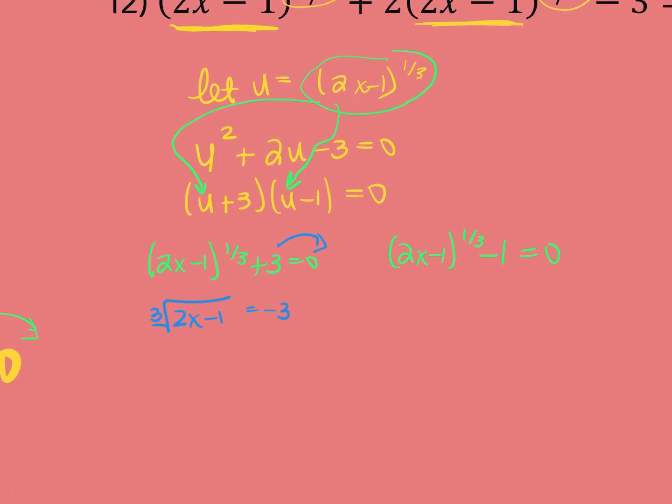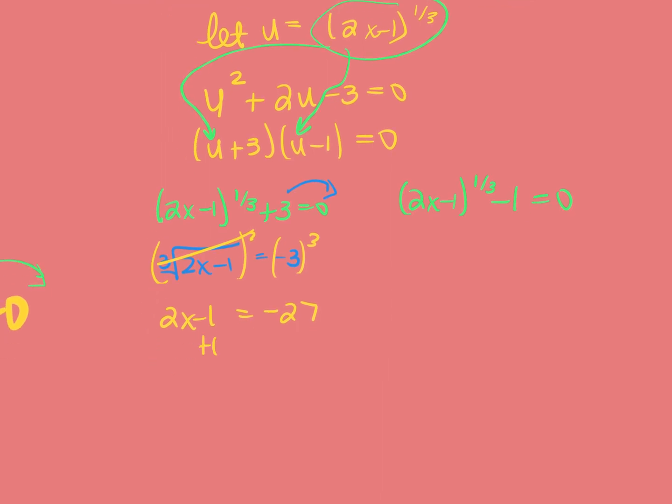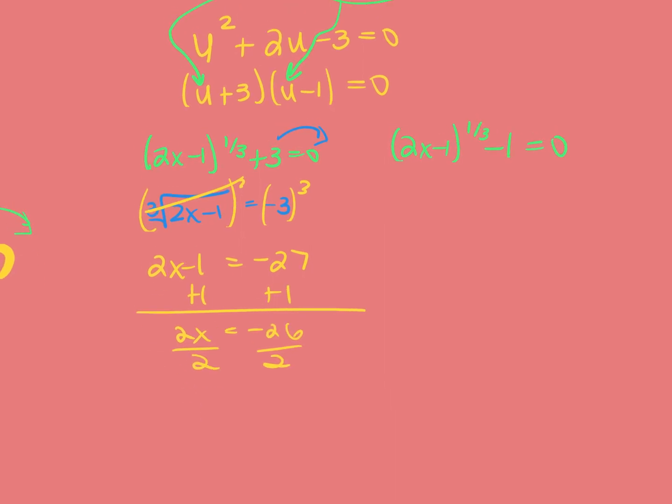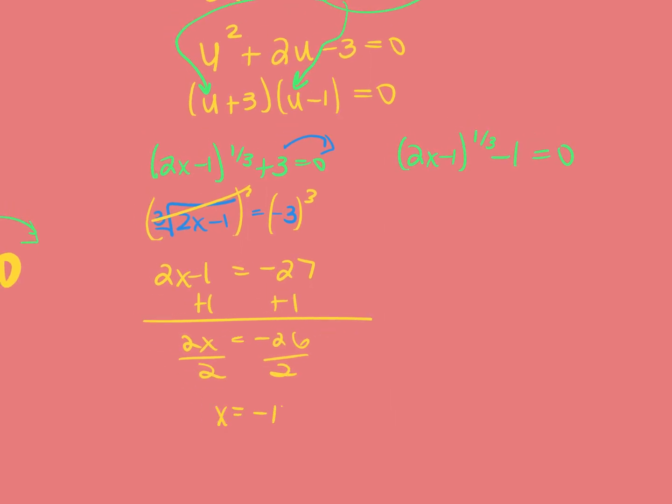How do you get rid of the cube root? Well, you're going to cube. What you do to one side, you do to the other. So 2x minus 1 equals negative 27. I'm going to add 1 to both sides. 2x equals negative 26. Divide by 2, and x equals negative 13.